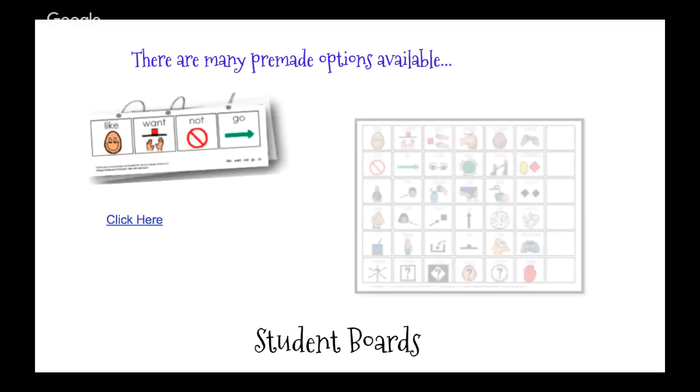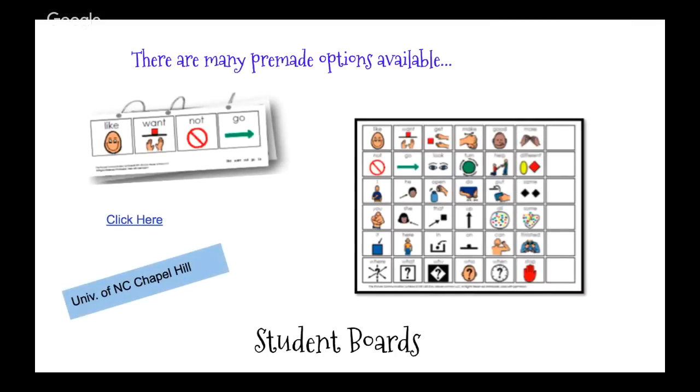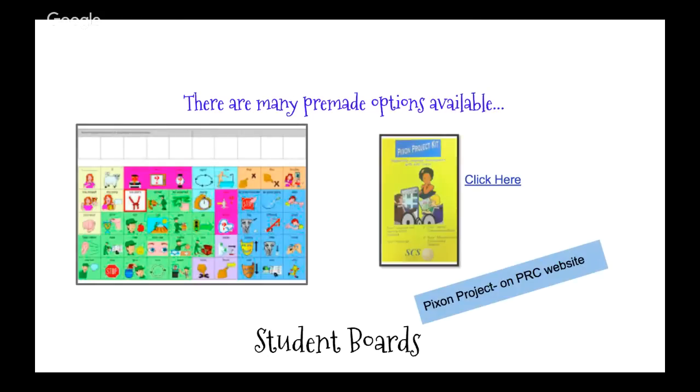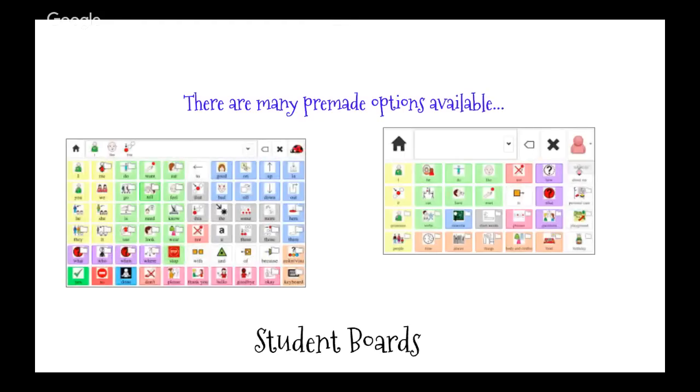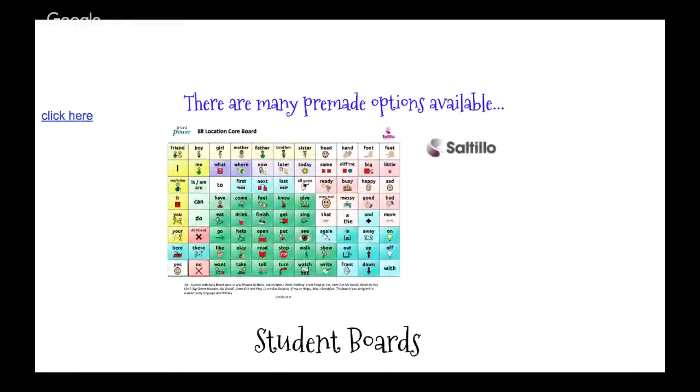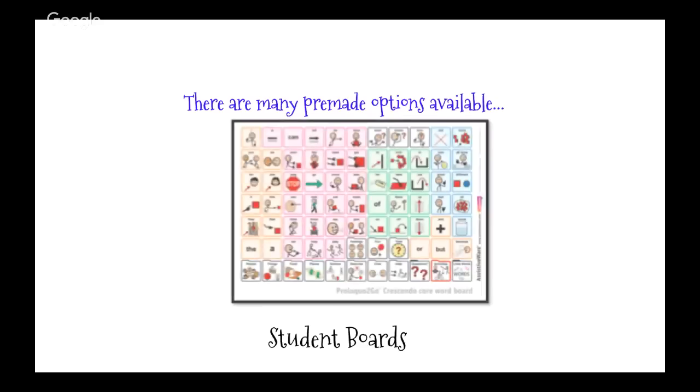So, there are a lot of pre-made options available. We have links here, so you don't need to reinvent the wheel. Pixon Project by Gail Van Tatenhove is a great tool to look into. Here are some other pre-made ones. CoughDrop has these. You can access them by going through their site. We're going to talk a little bit more about what CoughDrop has to offer. We also like the resources available on Tobii Dynavox. Saltillo has some great ones. We have the links here so you can go back and click on them.